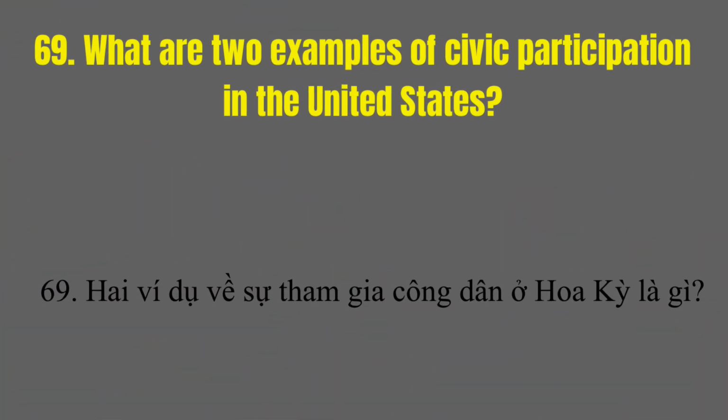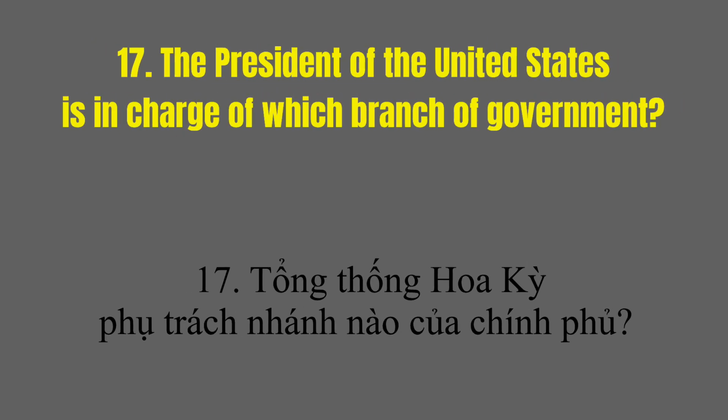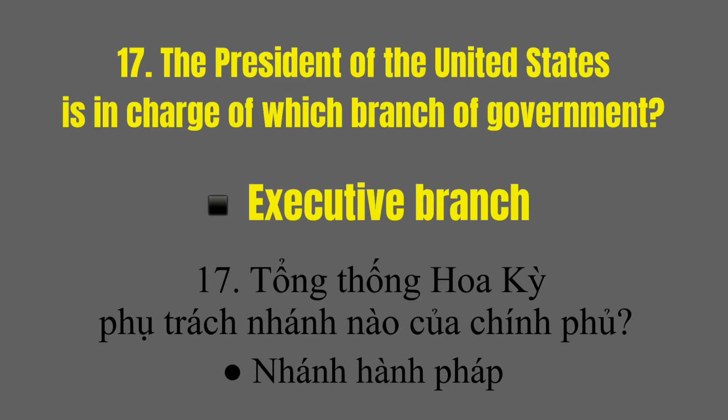What are two examples of civic participation in the United States? Vote. Run for office. The President of the United States is in charge of which branch of government? Executive branch.